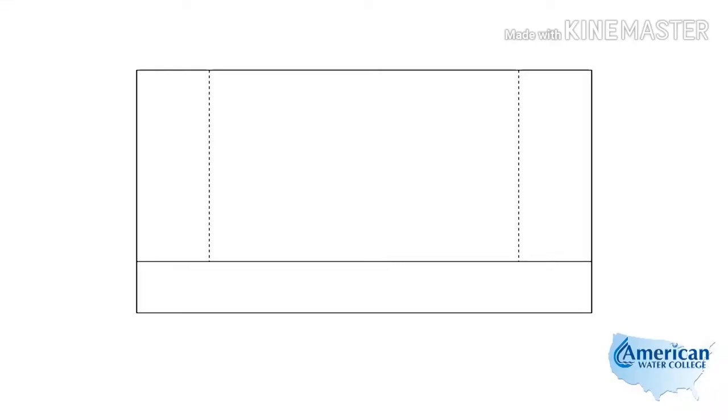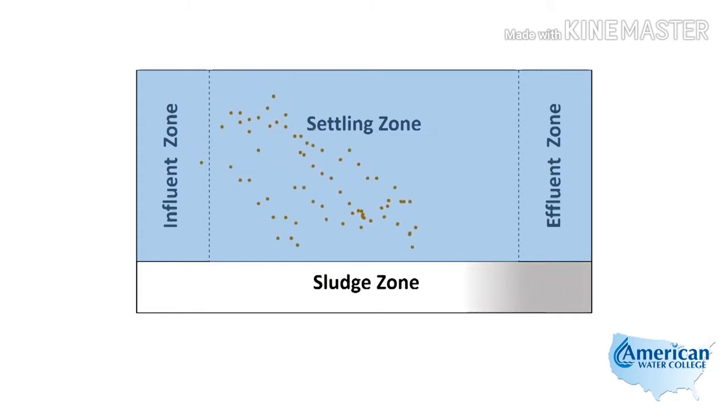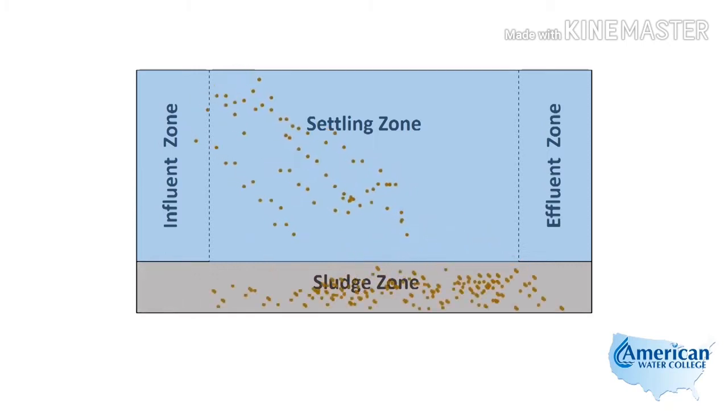And here we have a rectangular sedimentation basin with its influent zone. The first zone of a rectangular sedimentation basin is the influent zone, and this is where water enters the tank. As the water moves through the tank, it enters the settling zone, and this is where the settling takes place of the particles that will settle out. At the end of the basin is the effluent zone, and this is where the water leaves the basin. And on the bottom, we have the sludge zone. The sludge zone is where the settled solids collect.